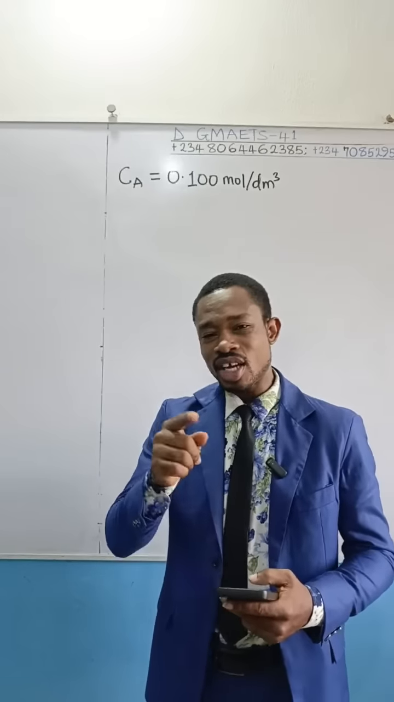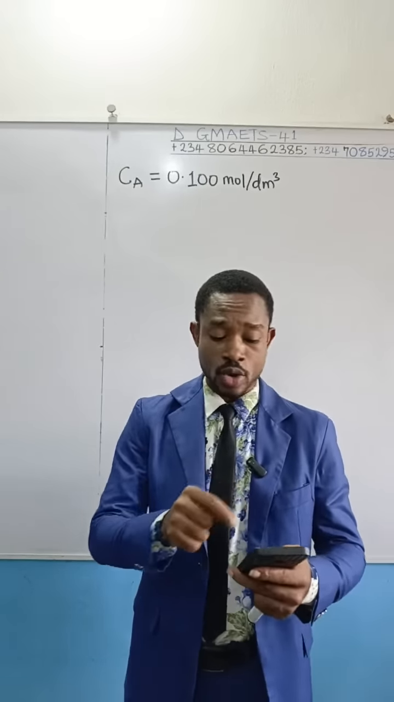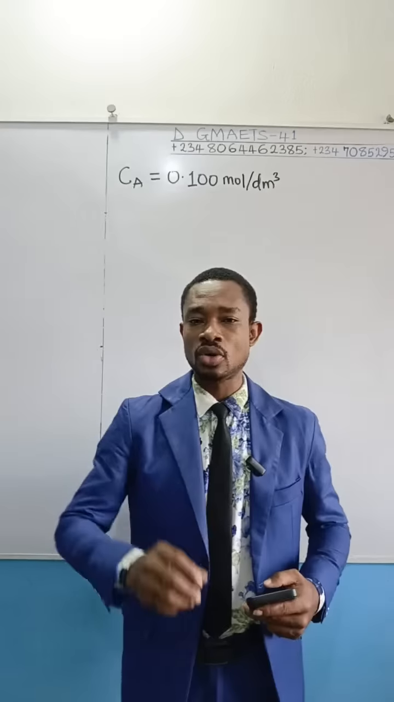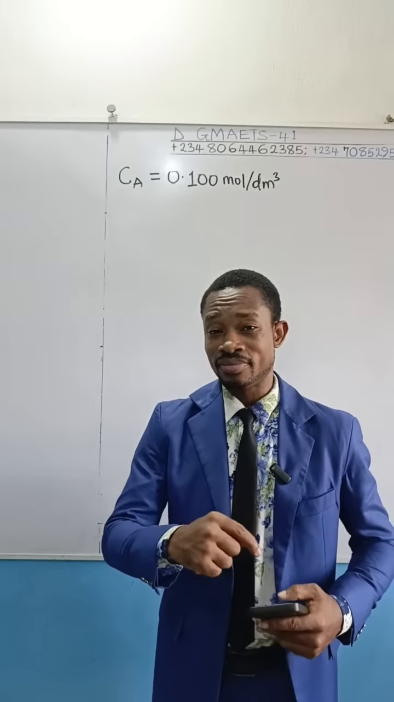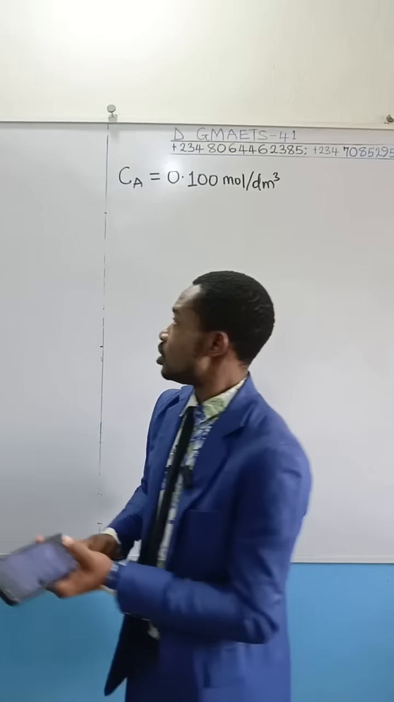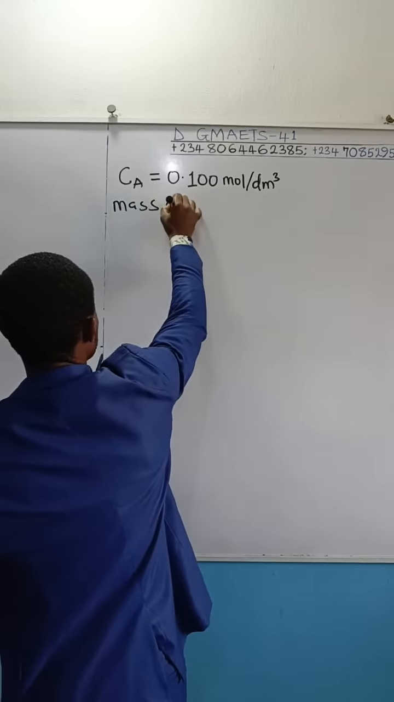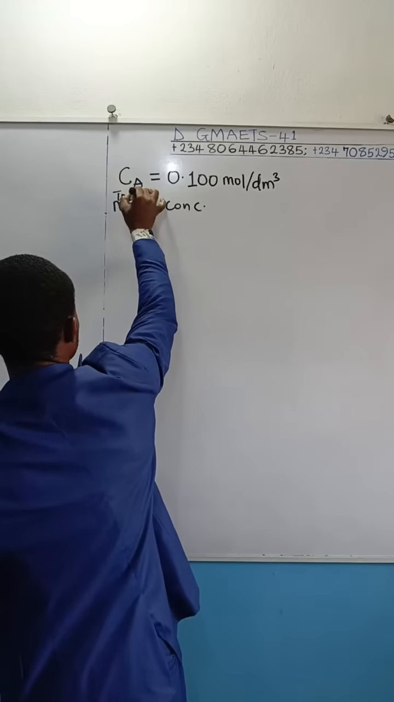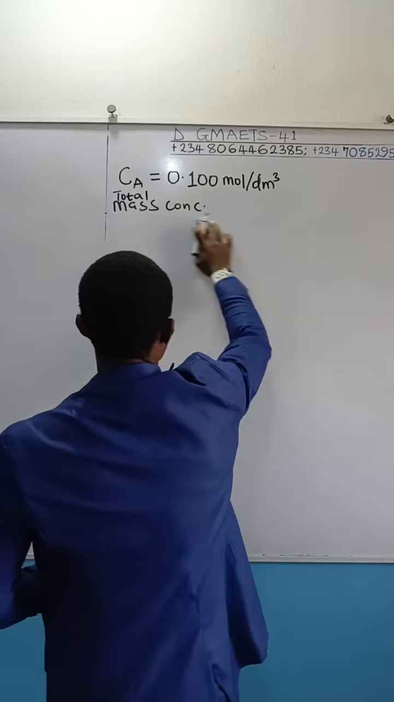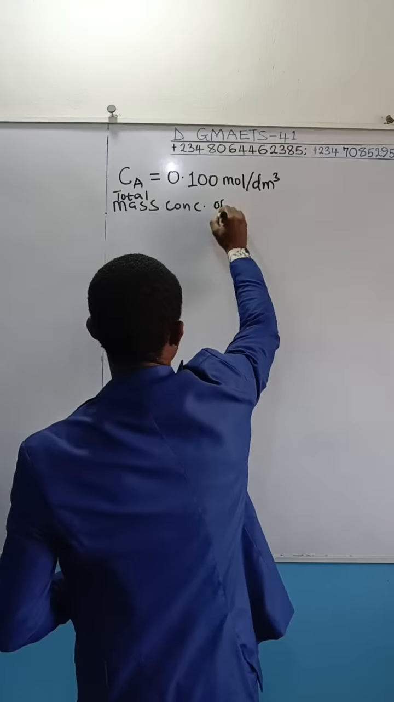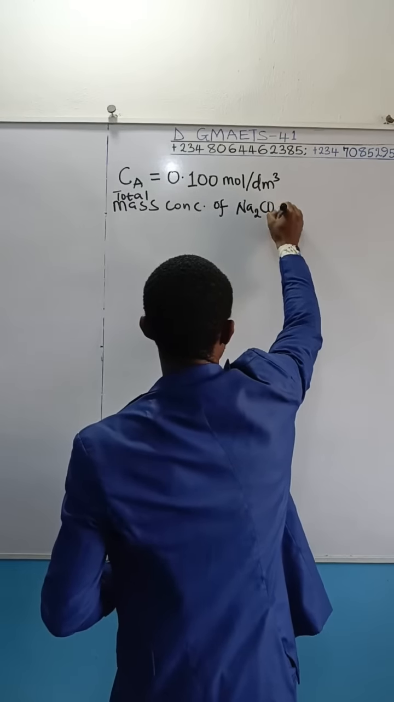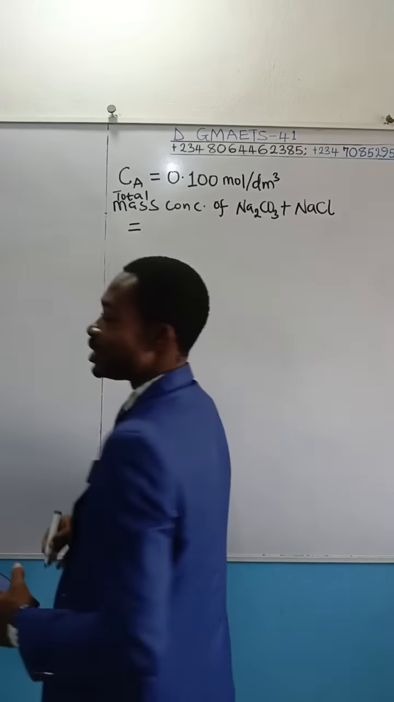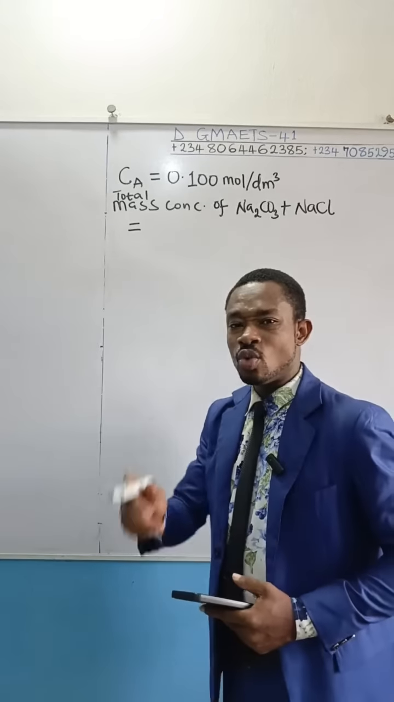So we're going to do that, but take note that here in that 6.0 gram, we are told that that mass is a mixture of sodium carbonate and sodium chloride. So here we have impurity. It's an impure solution. So I'm going to write the total mass concentration of sodium carbonate plus sodium chloride, which is equal to the mass given, 6.0, dissolved in 1 dm³.